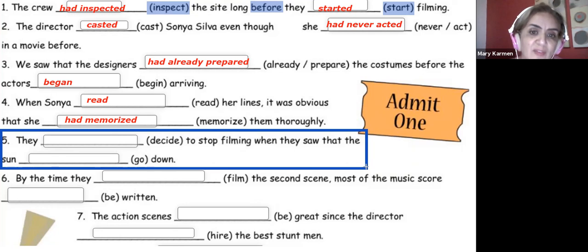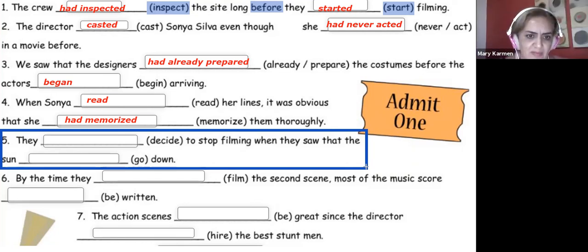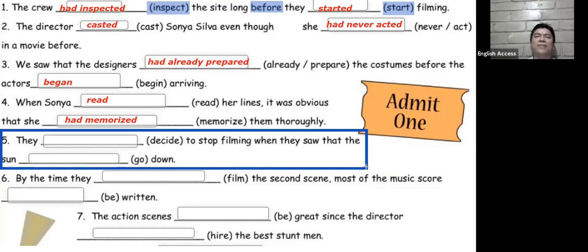They decided to stop filming when they saw that the sun had gone down. No, had gone down. Yes, it's vice versa. Mr. Valles wants to say something. I can see it in his eyes.